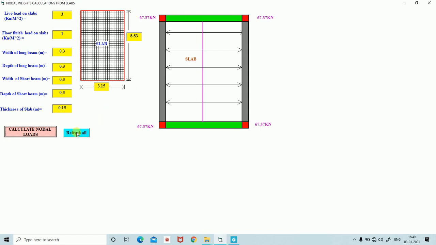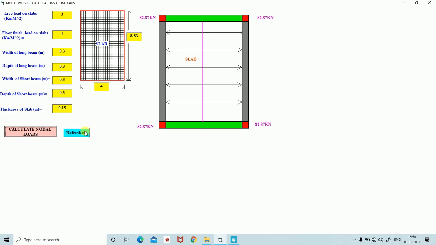Just click clear, and let us go for another, let us say 4, 2.20. So we got 82.87 kilonewton. These are the nodal loads from the slab to beam, and from beams to columns. This is all about how to calculate the nodal weights from slabs onto the beams and to the columns.